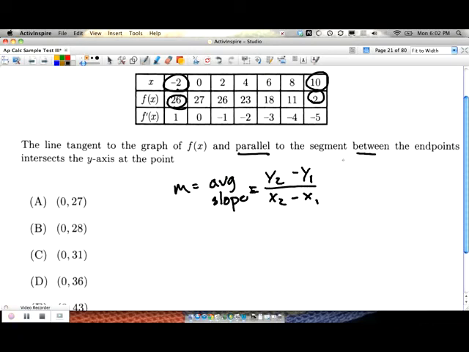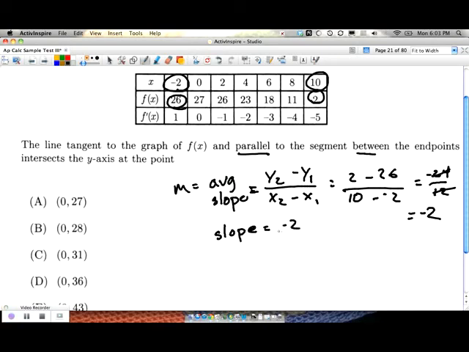and the second y here is going to be 2 minus 26 over 10 minus negative 2. Well, if I put those two pieces together, I get negative 24 on top and 12 on bottom. That reduces down to just negative 2. So my slope equals negative 2.